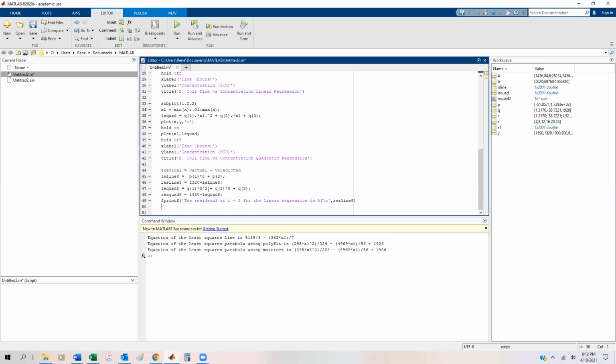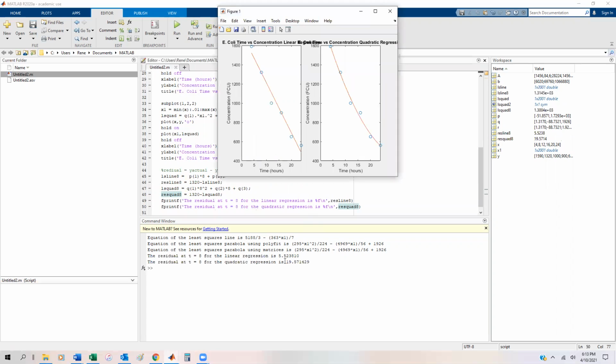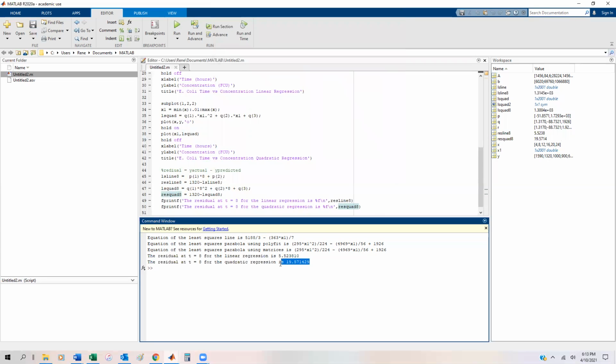and we'll just do the same thing. And I spelled residual wrong for the quadratic regression is, and we're going to call this res quad. All right, so let's run this. And remember, the larger the residual, the more error. All right, so it looks like that there's more error in the quadratic regression at 8.